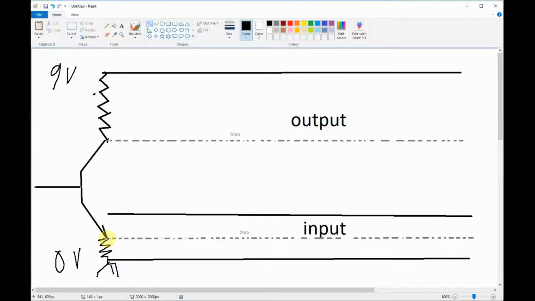And this emitter needs to be right there. So here's the voltage you have available for your input. Here's the voltage you have available for your output. And here's kind of where you put them.